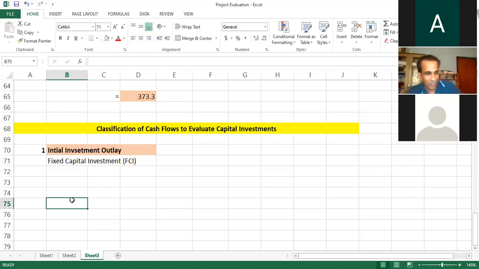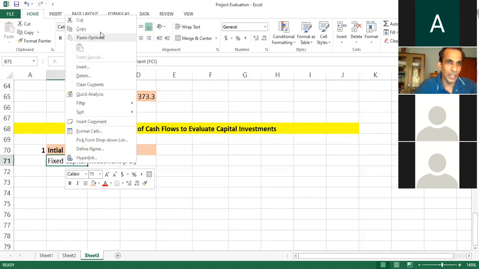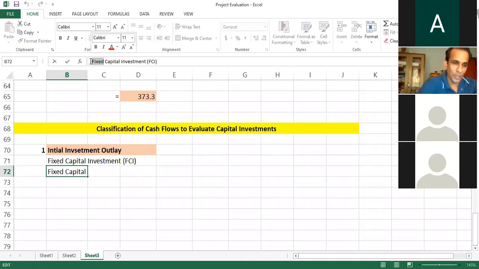When the company is going to start a new project, there is another allocation they have to make in addition to fixed capital. What is the other one? Working capital. The other almost definite cash flow is working capital. For any new project, working capital should be allocated at the beginning, and it can be recovered at the end. So working capital investment.